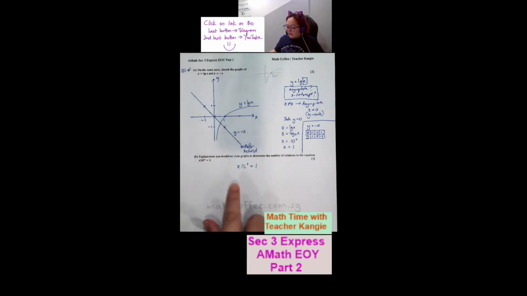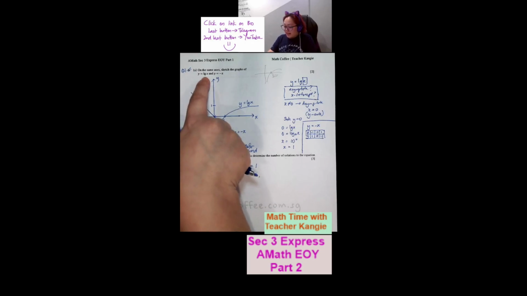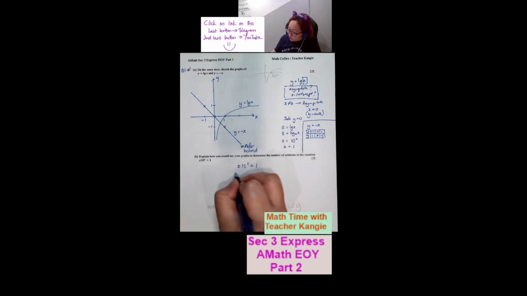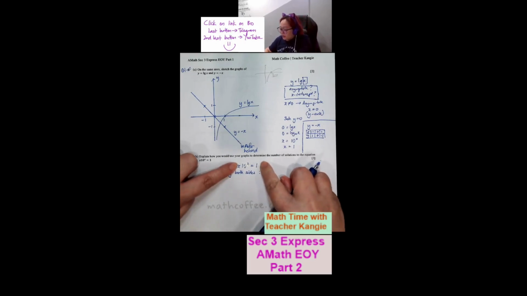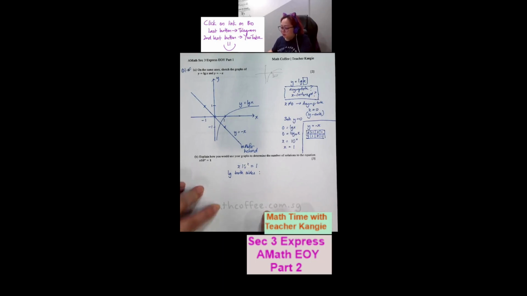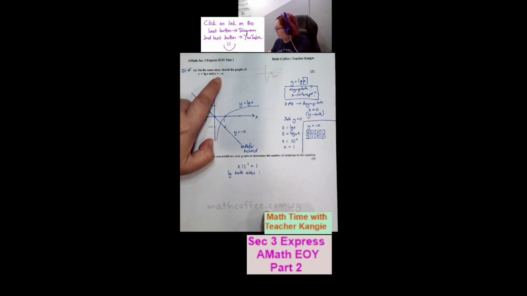How you're going to do that is, because we know that it's base 10, I'm going to log both sides. We need to prove that this equation comes back, and it must be log x equals to negative x. That's what you need to prove. So I'm going to log both sides.